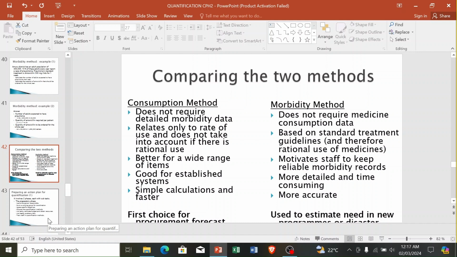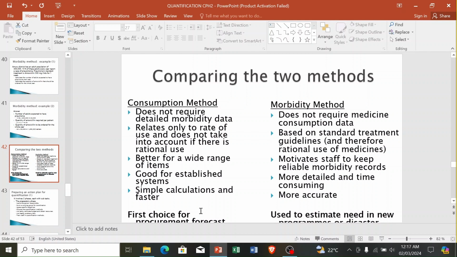So here let's compare the consumption method and the morbidity method. The consumption method does not require detailed morbidity data. The other one does not require medicine consumption data. The consumption method relates only the rate of use and doses, and does not take into account if there is rational use based on standard treatment guidelines, whereas with morbidity, rational use of medicine is taken care of. Morbidity is better for a wide range of items and motivates staff to keep reliable morbidity records. Consumption involves simple calculations and is faster, while morbidity is more detailed and time consuming, and the consumption method is not that accurate.